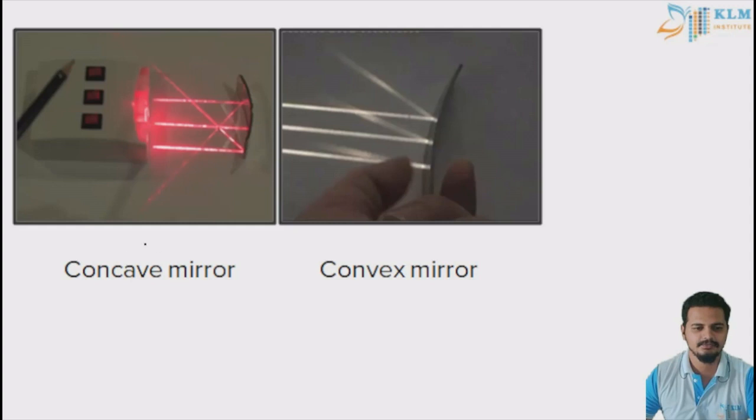These are the two diagrams of concave and convex mirrors, and you can try labeling these two diagrams by whatever you have learnt in the previous slides.